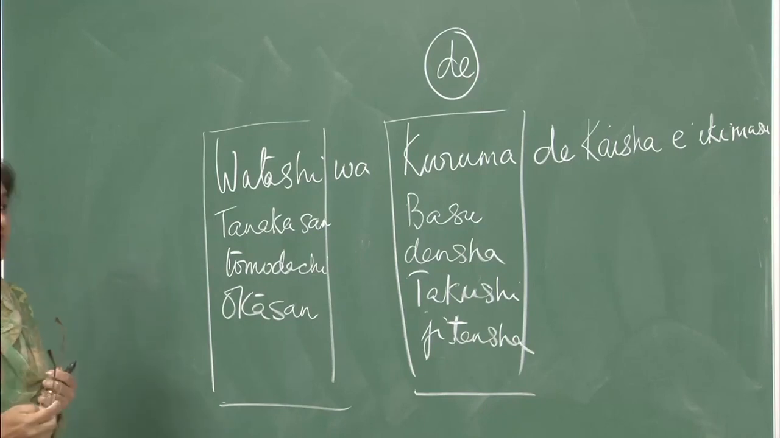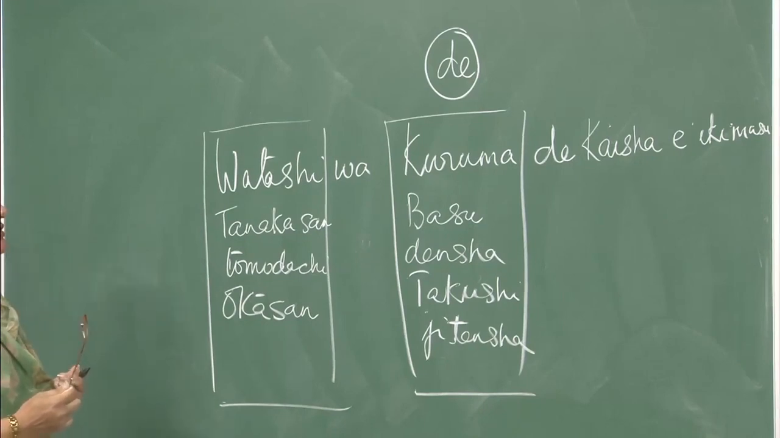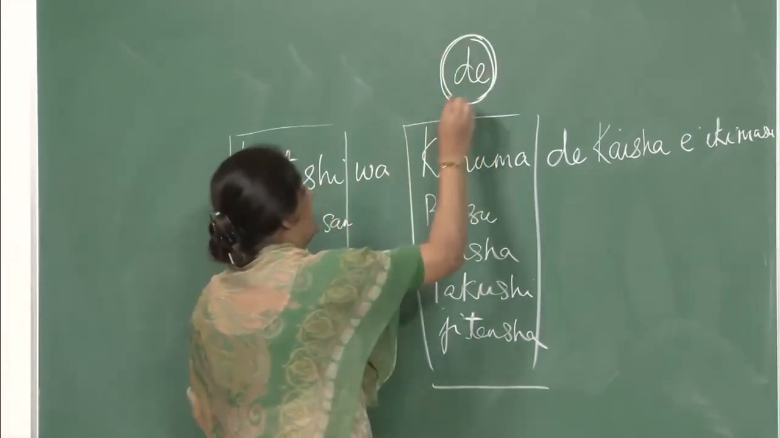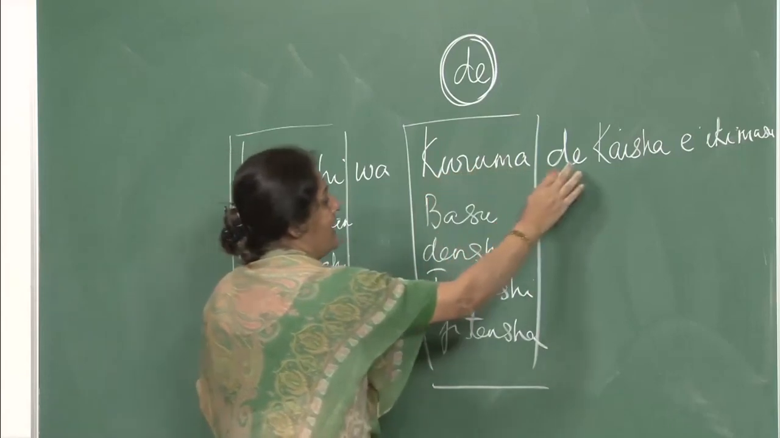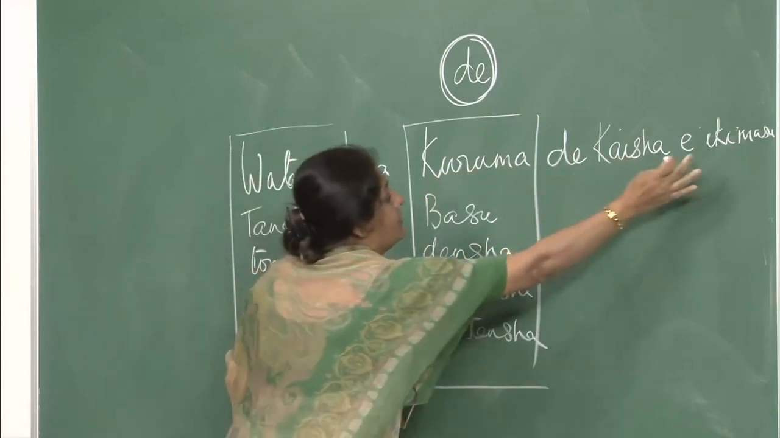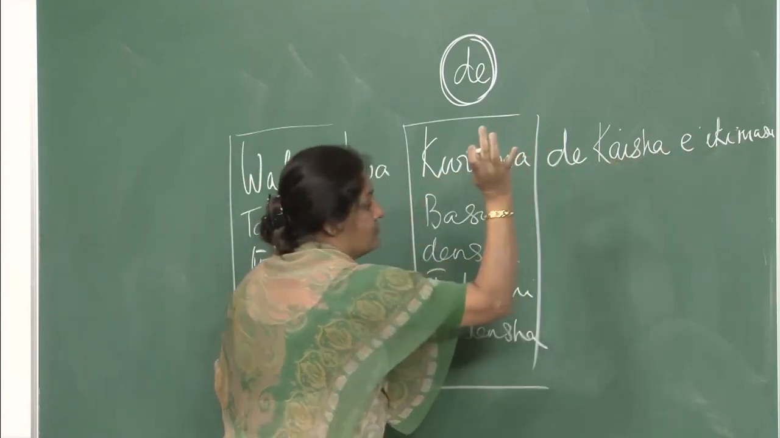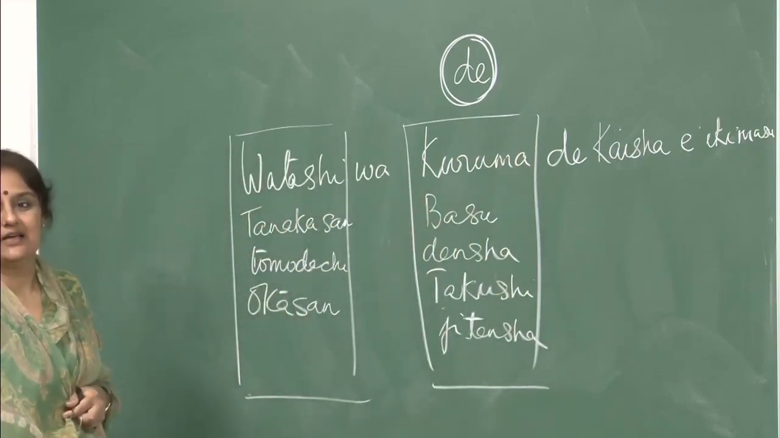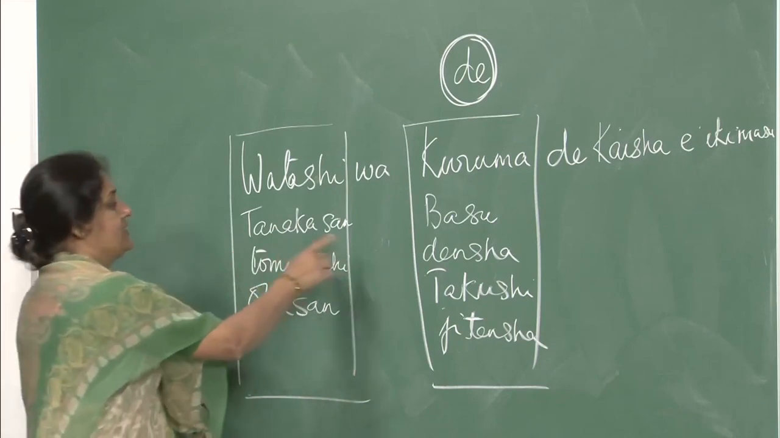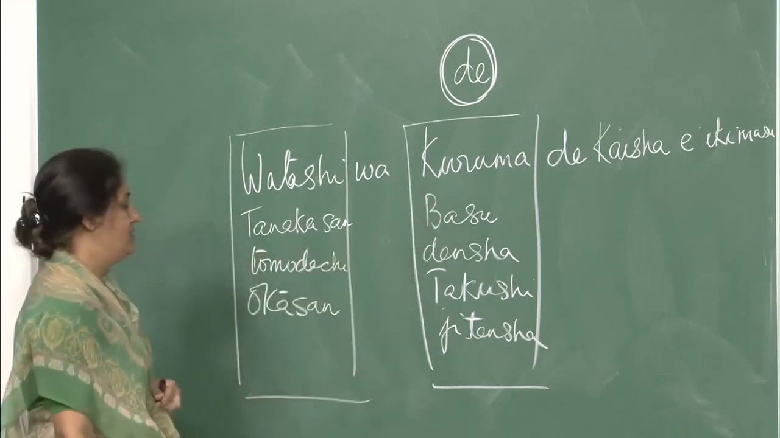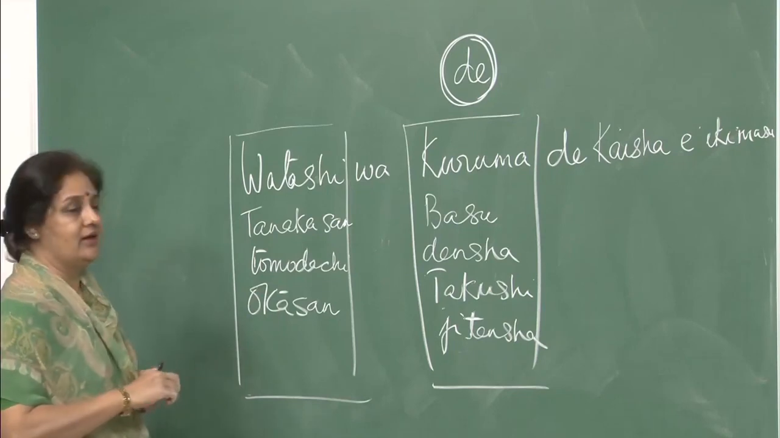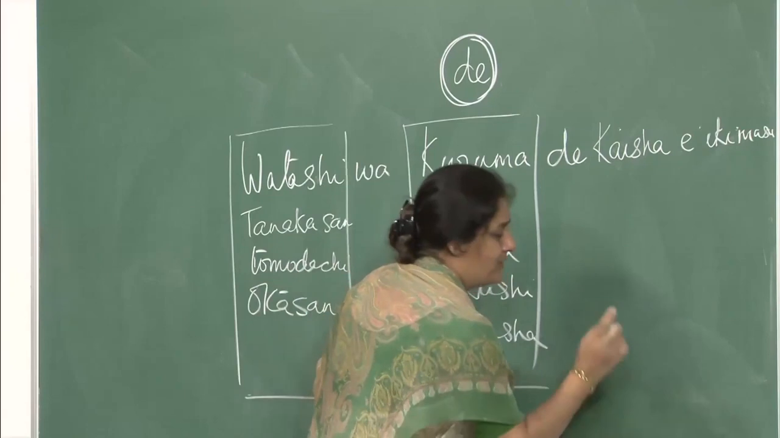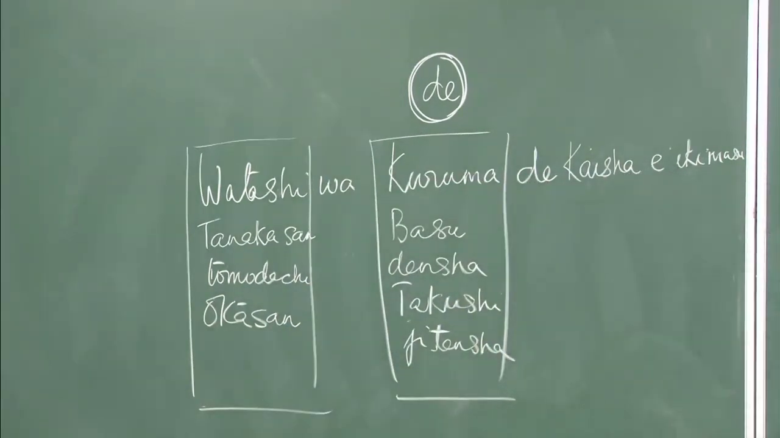You can ask your friends, you can tell how you are going to a certain place by just using this particle de. So, with the help of kuruma, I go to my office. That's how it is done. Watashi wa kuruma de kaisha e ikimasu. Tanaka-san wa bus de kaisha e ikimasu. Tomodachi wa densha de gakko e ikimasu. Of course, this also could be replaced with any place that you want to go to.